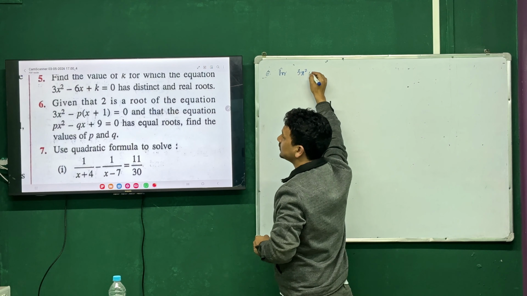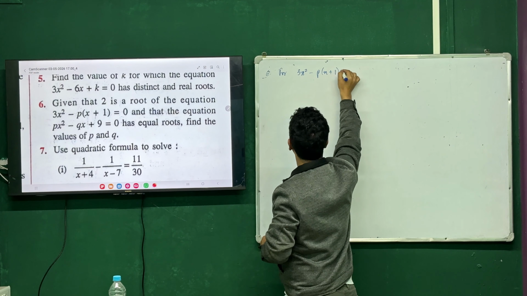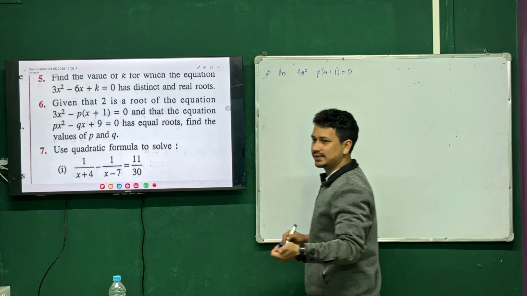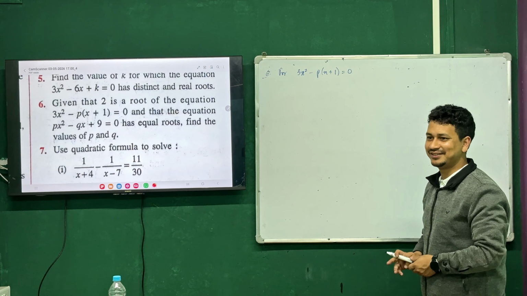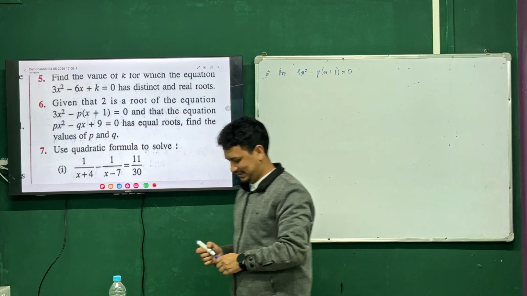Okay, so for 3x square minus px plus 1 is equal to 0. I'm really impressed that you caught that, Tanisha. Wow, that was great.